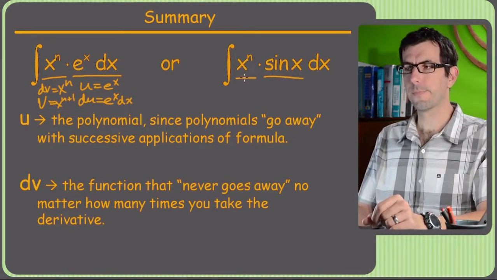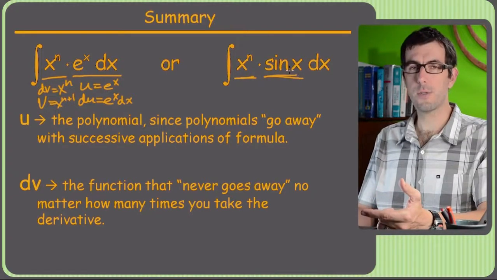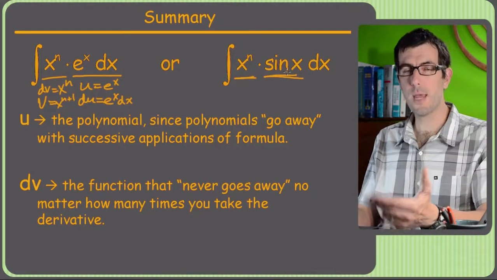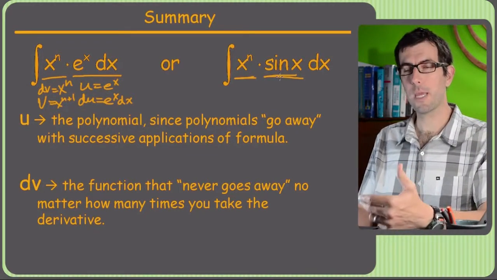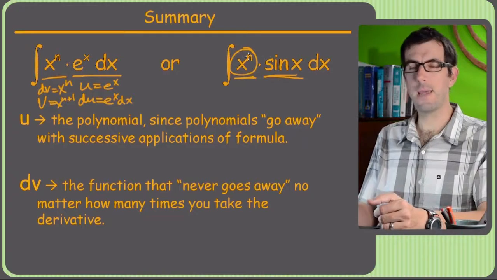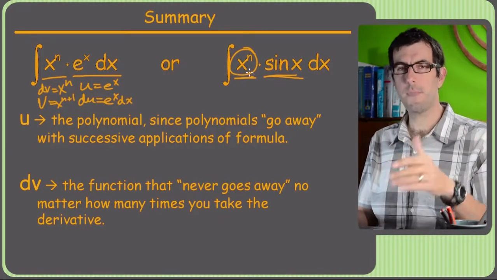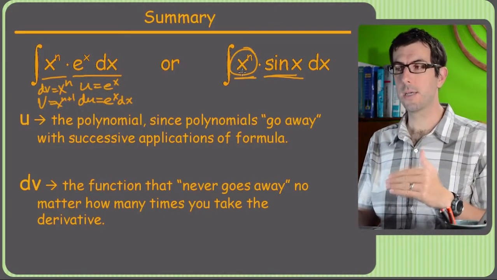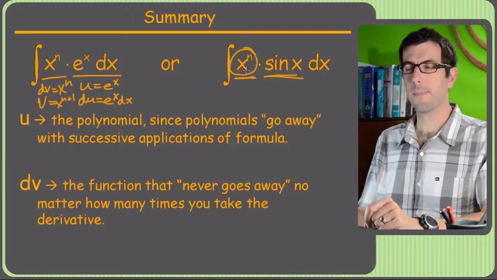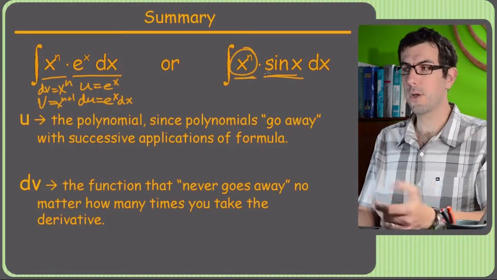Same thing here, x to the n times sine x. Sine x, no matter how many times you take its derivative, it never goes away. It just keeps going sine, cosine, sine, cosine, sine, cosine. So you don't want to make that your u. You want to make that your dv. Then make your x to the n your u, so that way you keep knocking down from x to the n, x to the n minus 1, x to the n minus 2. Just keep knocking that power down each time you do integration by parts, because you want the x power to go away, or at least get knocked down far enough that it can be used for u substitution on whatever's left.